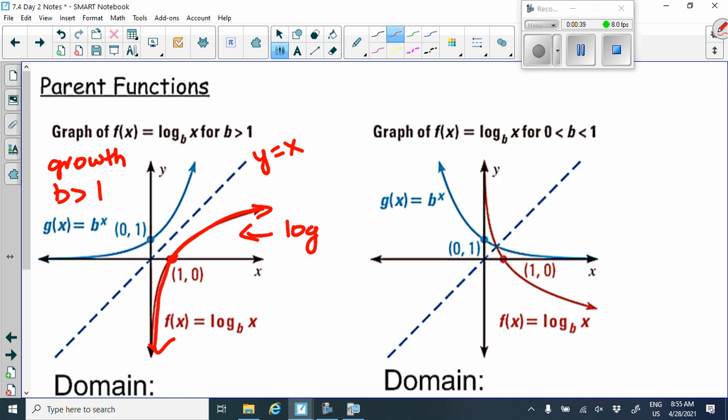If our exponential was a decay, so that means our b was in between 0 and 1, as it says, then reflecting over the line y equals x, here would be our logarithm.